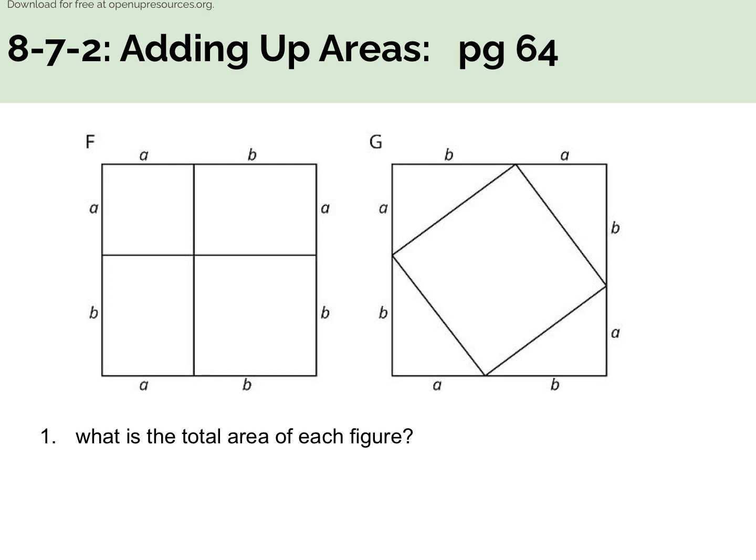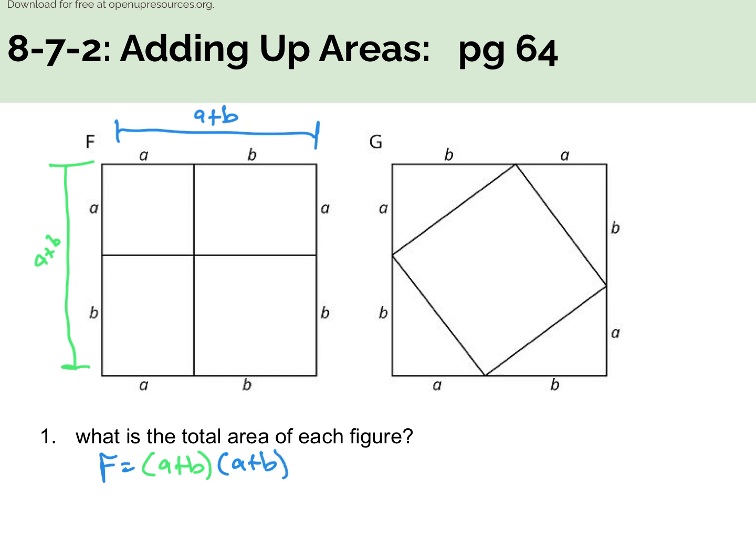So let's look at F first. One side, if we look at it, is going to be a plus b. The other side is also going to be a plus b. So if we're just looking at F, how do we find the area of a square? We're going to take the side length, so a plus b. We're going to multiply it also by the other side length, a plus b. And then just to make it really nice and pretty, I'm going to write this as a plus b, squared, because I have 2 of them and both of them are multiplying together.